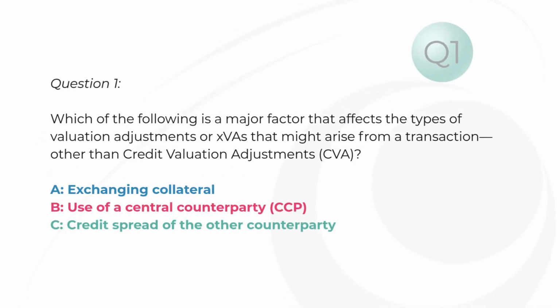Question 1. Which of the following is a major factor that affects the types of valuation adjustments, or XVAs, that might arise from a transaction, other than credit valuation adjustments? A. Exchanging collateral. B. Use of a central counterparty. C. Credit spread of the other counterparty.